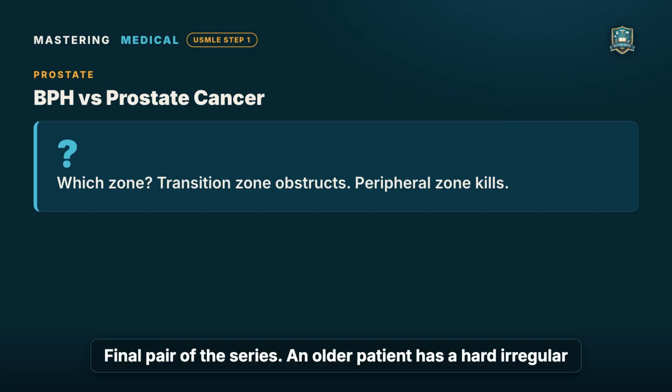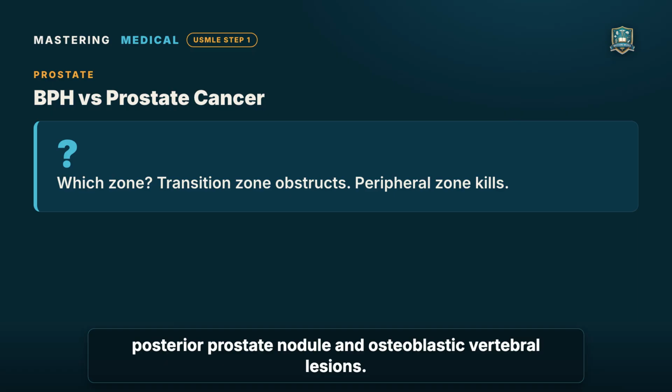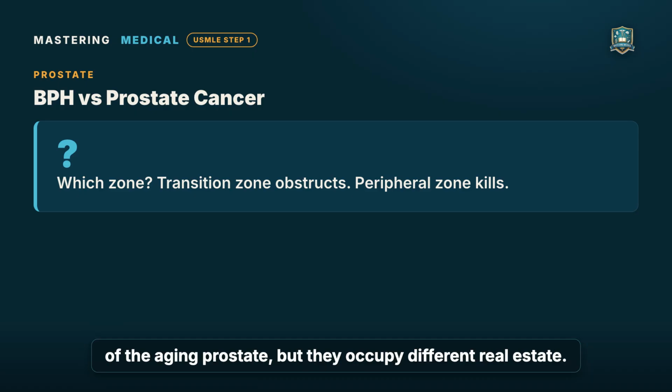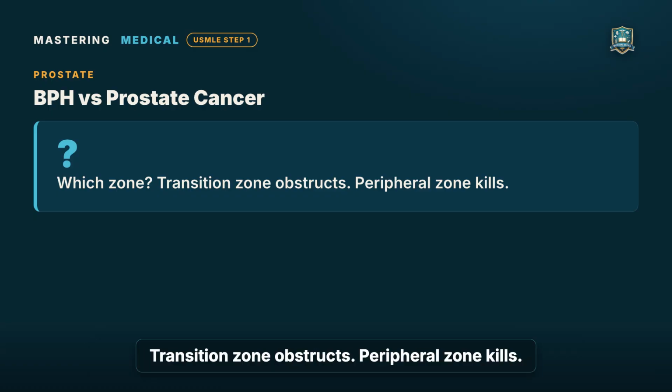Final pair of the series. An older patient has a hard irregular posterior prostate nodule and osteoblastic vertebral lesions. Benign prostatic hyperplasia and prostate cancer are both diseases of the aging prostate, but they occupy different real estate. Transition zone obstructs. Peripheral zone kills.